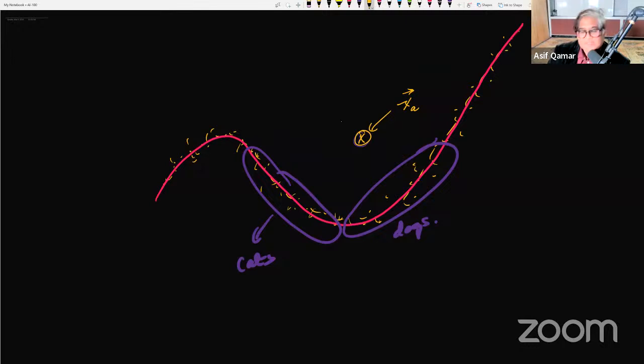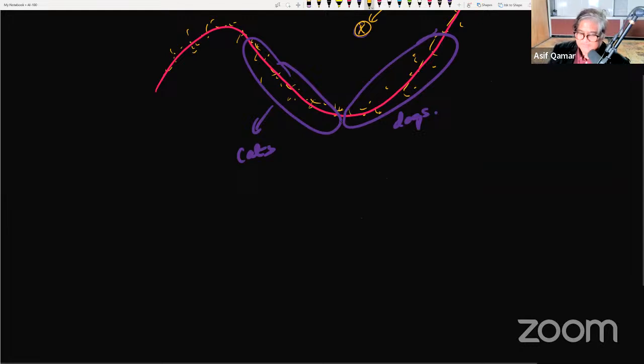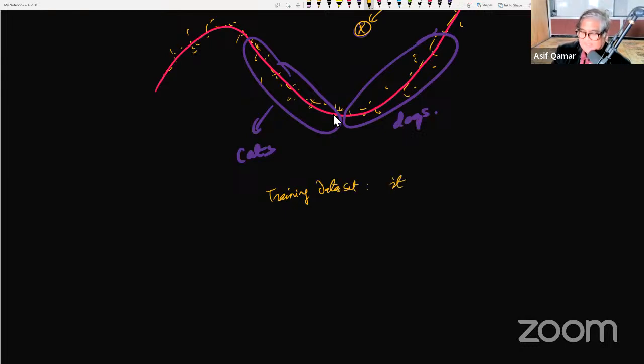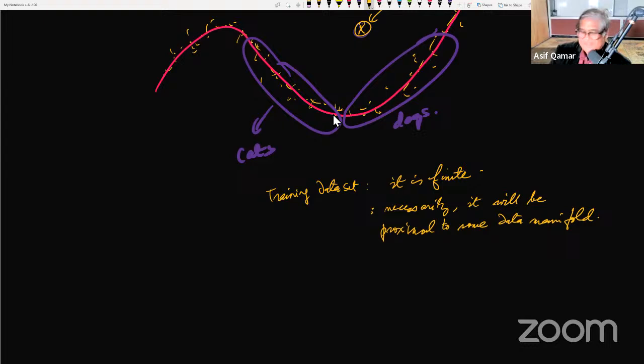So this is a lesson to learn that whenever you give data to a machine, any training data set is finite. That is obviously true. You can train only with finite data sets. If it has structure, if it has information, necessarily it will be proximal to some data manifold or hypersurface that the data will be close to. And so one easy way to attack a classifier model would be to give something that is quite off manifold data.